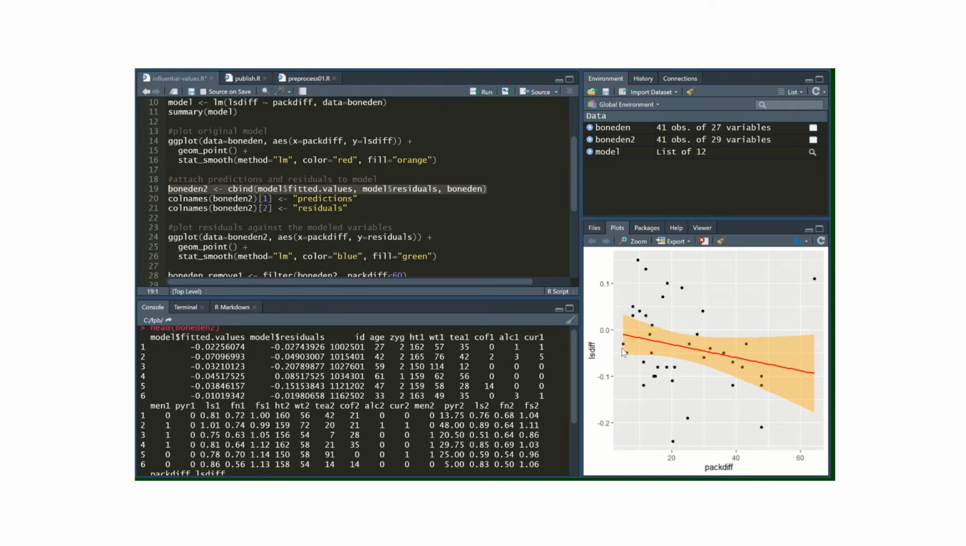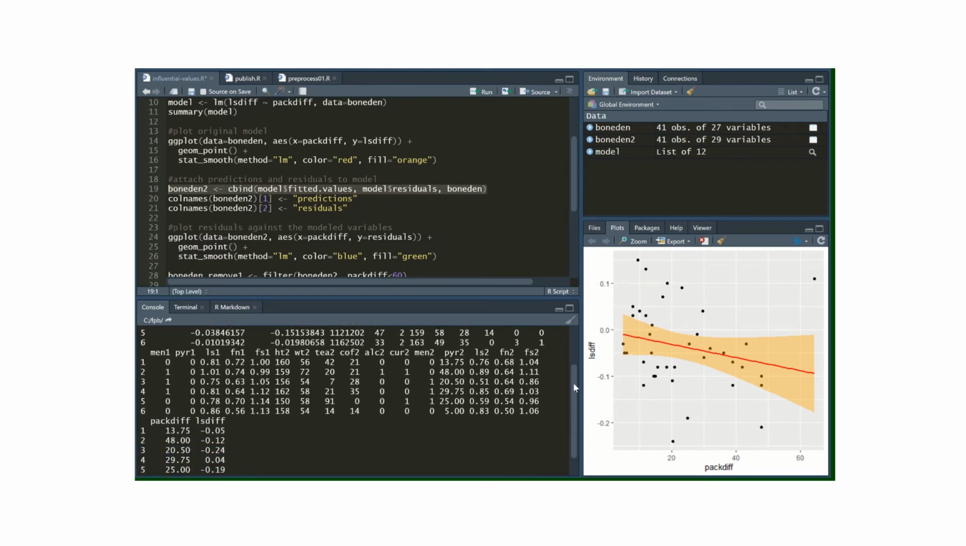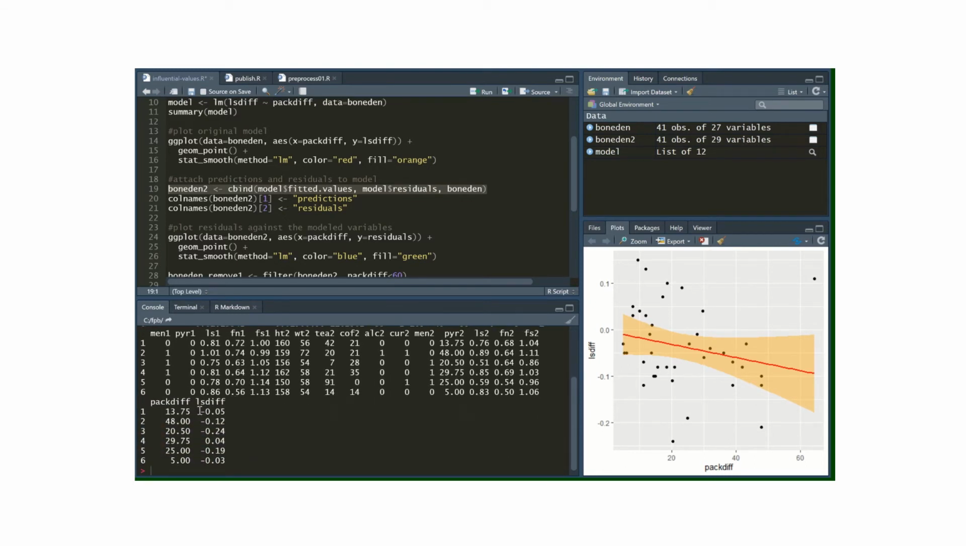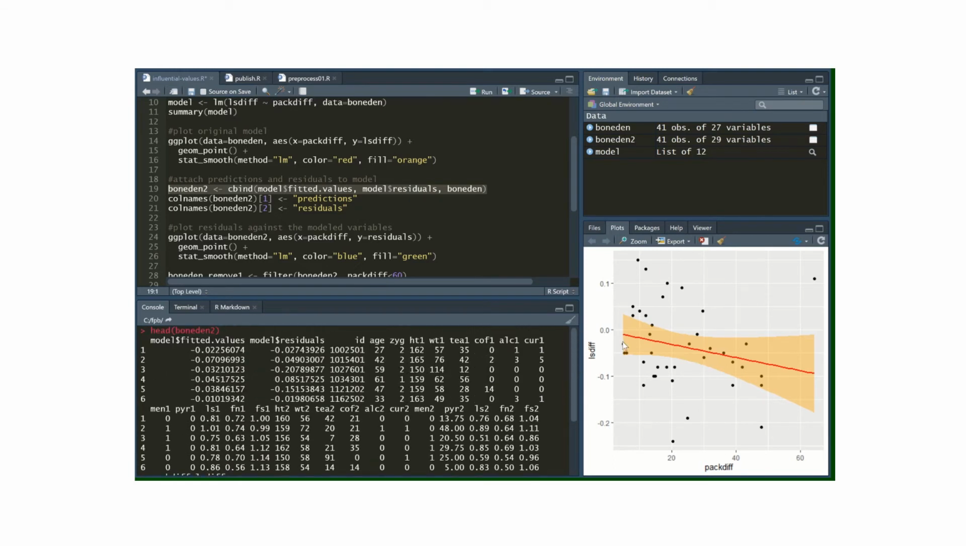And if we look at the first point on the left of this graph, we can see the red line, which is the prediction, is about negative 0.02, and that is the fitted value for the first observation. And if we look at the actual point for the first observation, that is LS diff, and that's negative 0.05. And the difference between the red line and the black dot is our residual, and that is about negative 0.03. So you can see how these data values correspond to the graph.